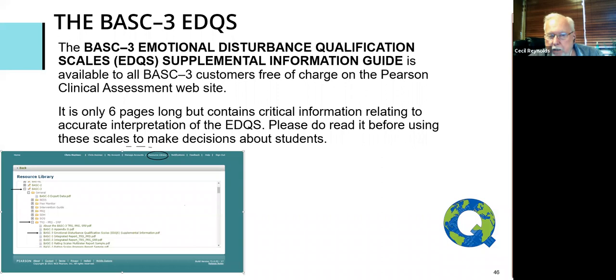So if you go to the resource library in Q Global, you'll be able to pull that up, read it, and I think you'll understand it very quickly. It's very straightforward. We've covered the information that's in it today, but it's always good to go back and read that. And I promise you it won't take you very long, and it will give you a better perspective. Next.